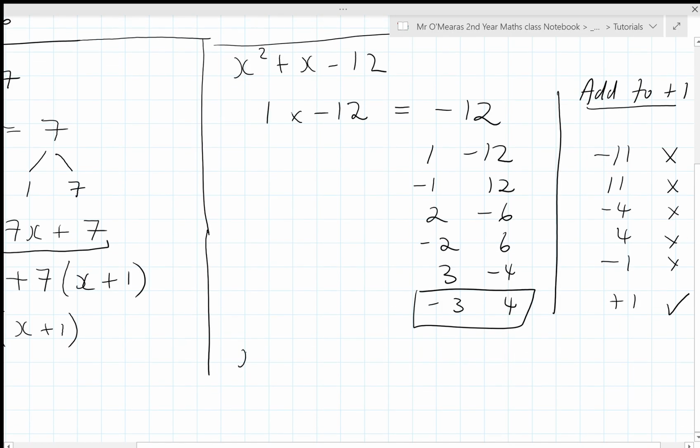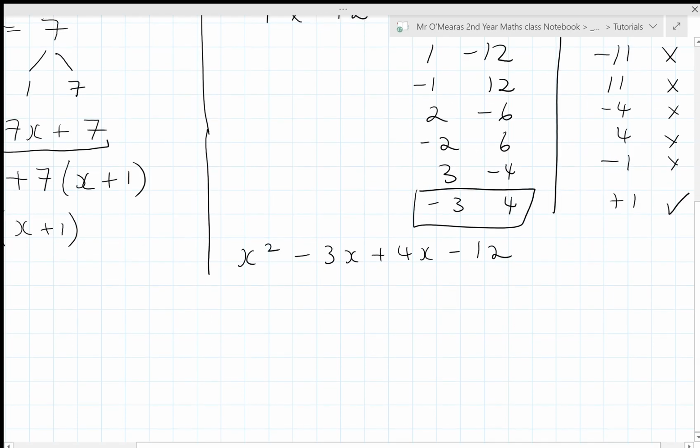Like we did in the last question, we rewrite the original expression x squared plus x minus 12, and we write it out with minus 3x plus 4x minus 12. And again, it doesn't matter what order you put these in. You can put it as x squared plus 4x minus 3x, and you'll still get the same answer at the end.